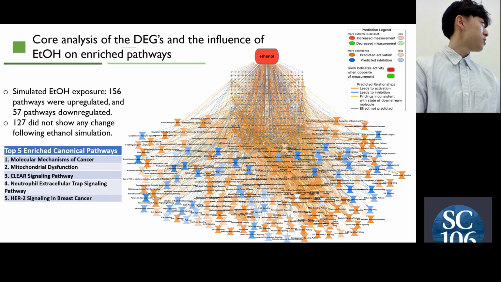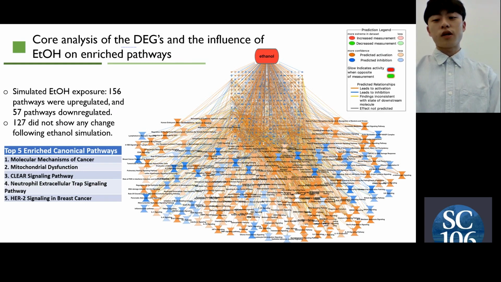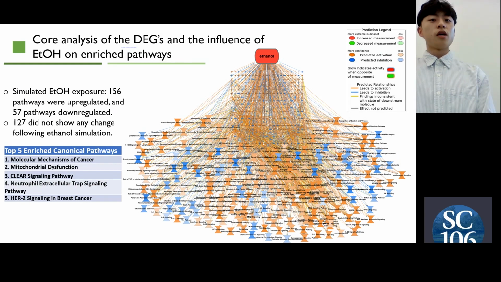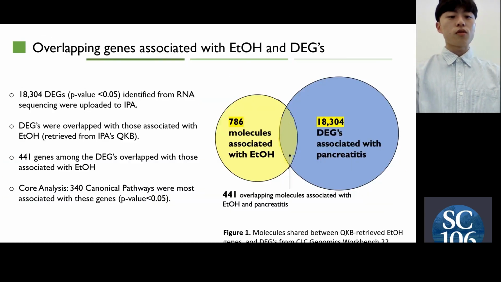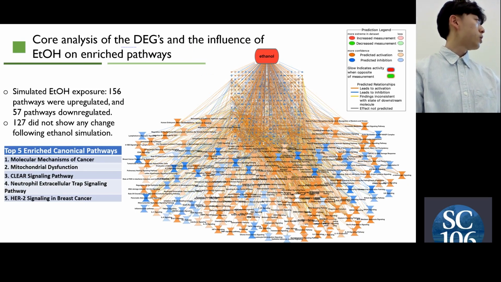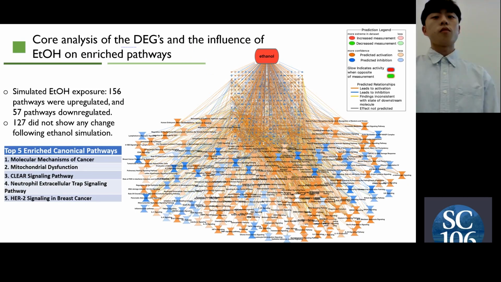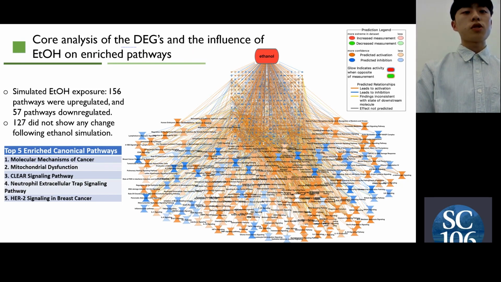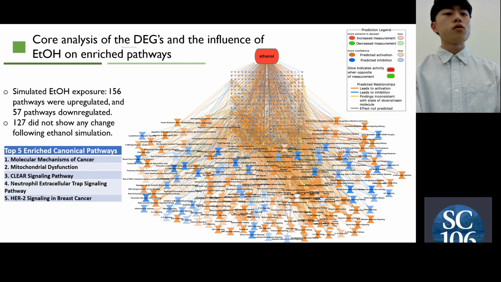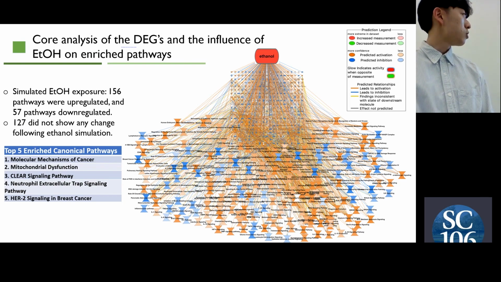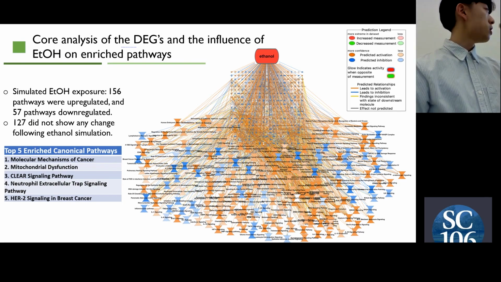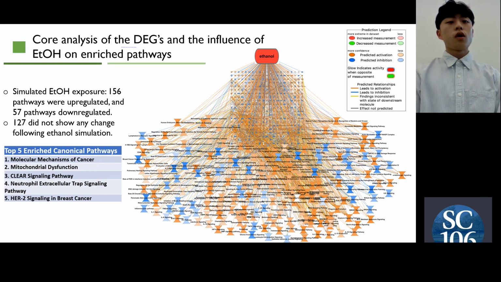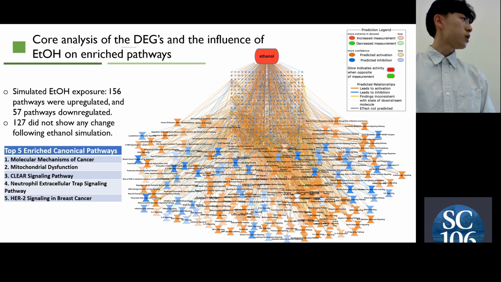From there, this is a very busy diagram, but I will try to explain it as best as I can. The 340 canonical pathways were put into a new pathway, and ethanol was added to see how ethanol's simulated exposure, denoted in red using the molecular activity tool, can mediate the expression of these pathways. A total of 57 pathways were downregulated, but 156 were upregulated.